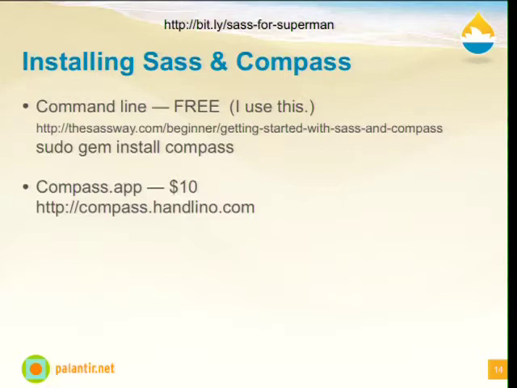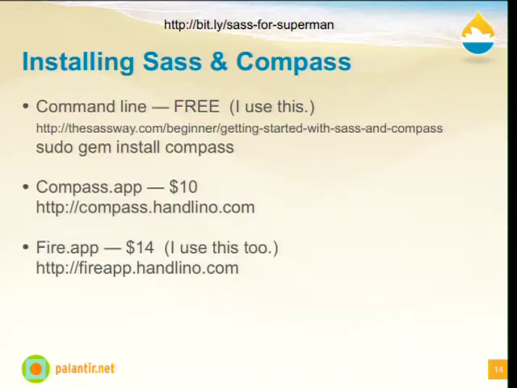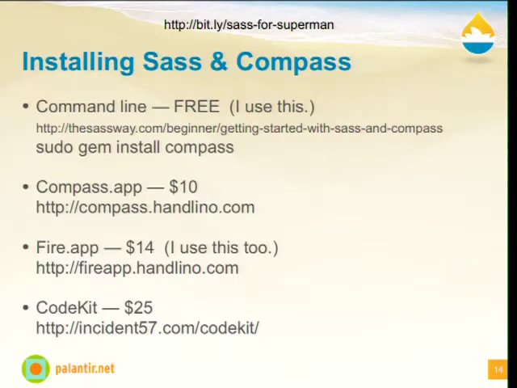Bullet point two, these are for the people who don't want to use the command line. There are a bunch of GUI apps that you could actually use, right? Compass app for $10. Fire app for $14. This is one that I actually use in addition to the command line. The developer who makes this app will give you a free license if you have contributed patches to Sass or Compass. Since I have contributed patches to the Compass project, I asked him for a free license and he sent me one. It was great. So it's a really handy utility too. Then we also have CodeKit for $25.